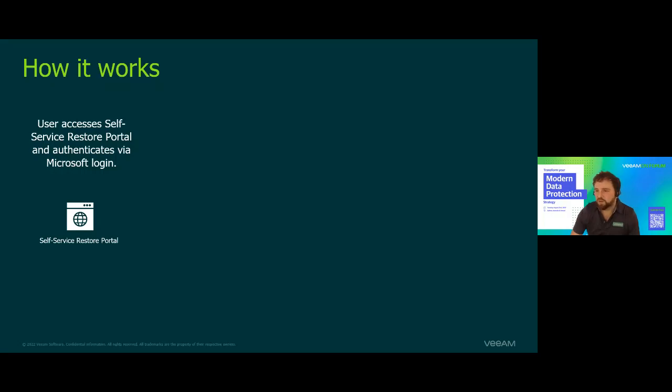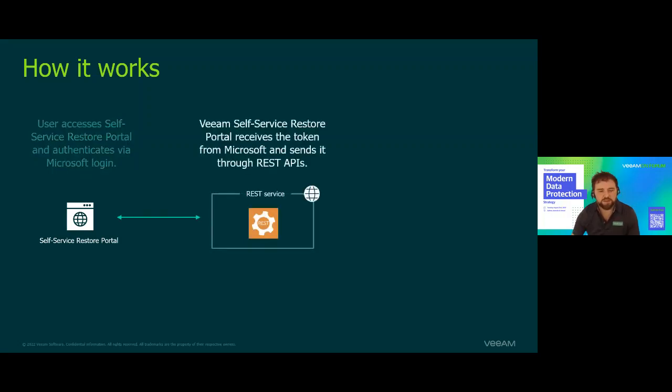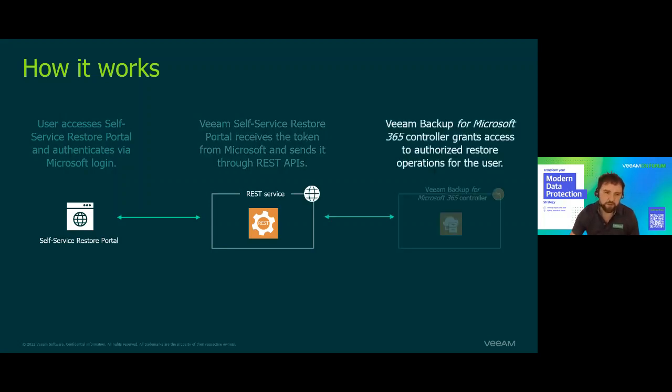So, a quick look at how this works. The user or the teacher can log into the self-service portal, and they provide their Microsoft 365 credentials. That authentication is then passed through to our internal REST API, which sends on the token to Microsoft for validation. Once Microsoft validates that authentication, it will allow the user to continue to access the self-service portal, and they can then go on to perform restores from the portal.